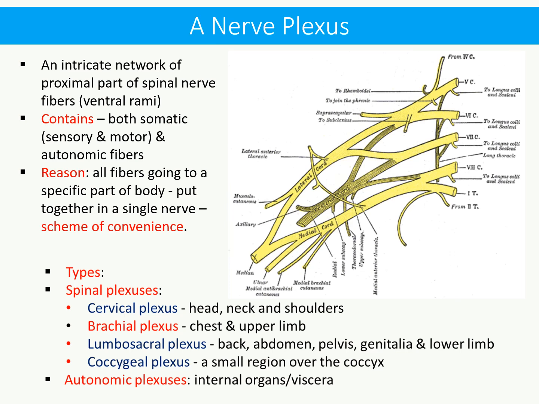That is, it provides a scheme of convenience. There are two types of nerve plexuses, spinal plexuses and autonomic plexuses. Among the spinal plexuses, there are cervical plexus for head, neck, and shoulder regions, brachial plexus for chest and upper limb, lumbosacral plexus for back, abdomen, pelvis, genitalia, and lower limb, and coccygeal plexus, which is a small plexus for a small region over the coccyx. The second group, the autonomic plexuses, are meant for the internal organs or viscera.